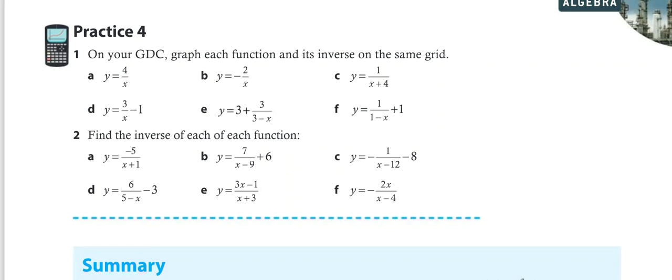On your GDC, so if you can do it on your calculator, or you do it on Desmos on your laptop, you're going to graph each function and its inverse. Well, you have to do the inverse yourself. We've just done A, D, and E. You've got B, C, and F. The graphing is just to check that you have got a reflection in y equals x, so you see how I did that. And then find the inverse of each one of those.